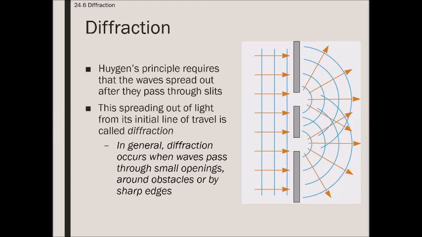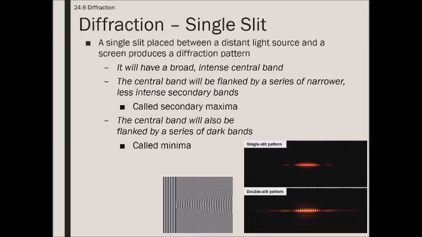So Huygens principle is one thing that we can use to help understand what's going on. It requires the waves to spread out as they pass through the slits. The spreading out of light is called diffraction, and diffraction occurs when waves pass through small openings and edges. We can also think of diffraction when it happens with just a single slit. The double slit is a little easier to think about because we have two different sources for the wave, but diffraction also occurs with just a single opening, called single slit diffraction.